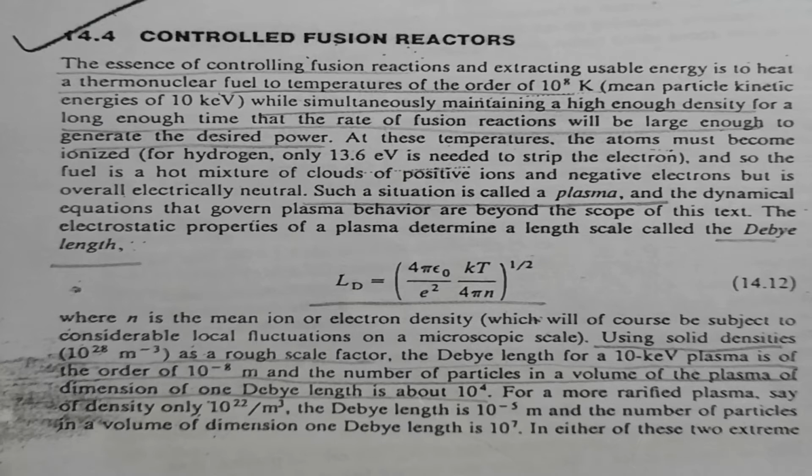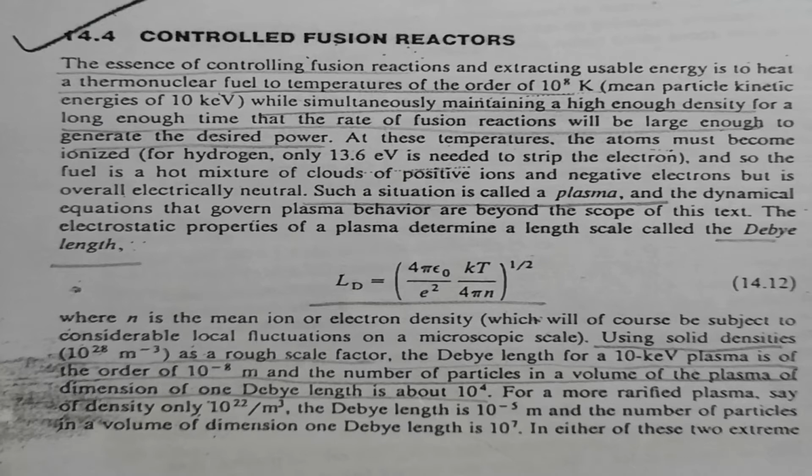The Debye length, which is a length scale determined by the electrostatic properties of the plasma, is given by the equation L_D equals [(4 pi epsilon_0 / e^2) × (kT / 4 pi n)] raised to 1/2. Here all the terms are familiar to us, right? Epsilon_0 is the permittivity of free space, k is the Boltzmann constant, T is the temperature, and n, which is not that familiar, is the mean ion or electron density.